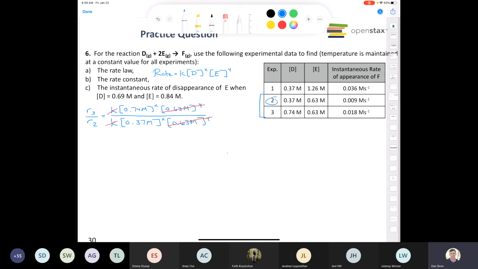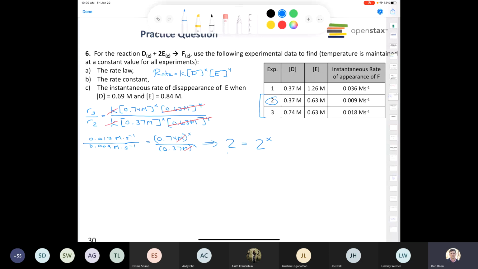So then let's plug in some numbers. We get 0.018 moles per liter per second divided by 0.009 moles per liter per second is equal to 0.74 molar to the power of X divided by 0.37 molar to the power of X. I should have mentioned that molar cancels too. Now when we plug in our numbers, 0.018 divided by 0.009 equals 2. It's going to be equal to 2 to the power of X. We don't need to do any logarithms here.